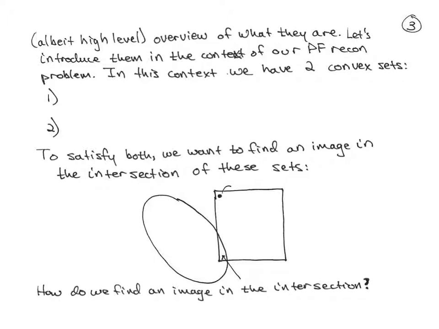So let's introduce them in the context of our partial Fourier reconstruction problem. In this context, we have two convex sets, and we would like our solution to lie in both of them. The first set is the set of images with k-space data matching the acquired data.